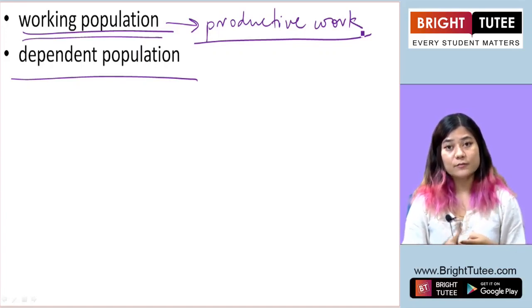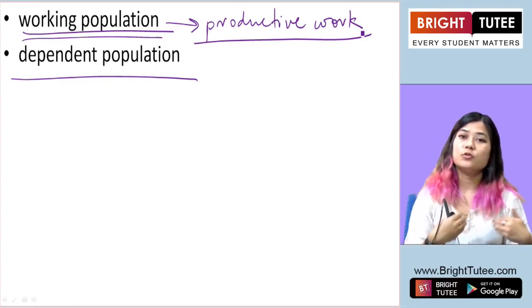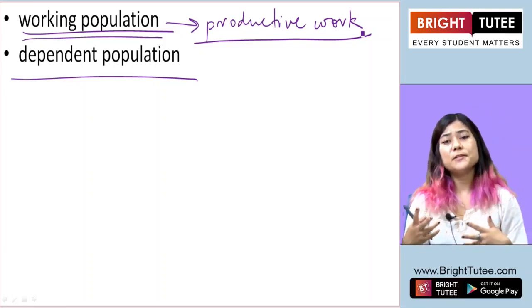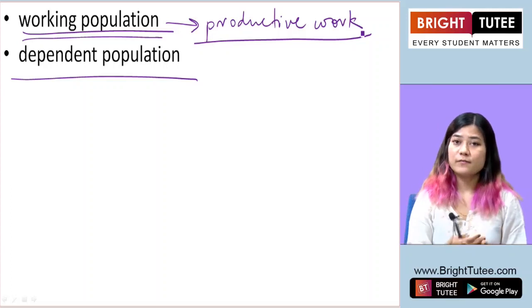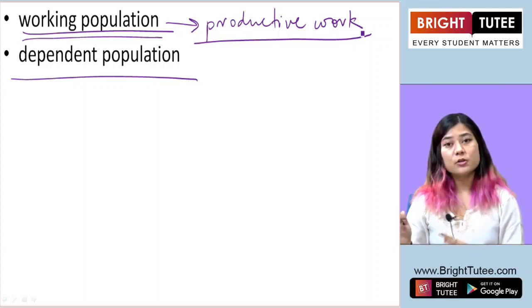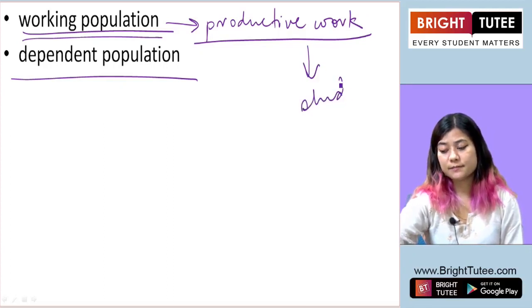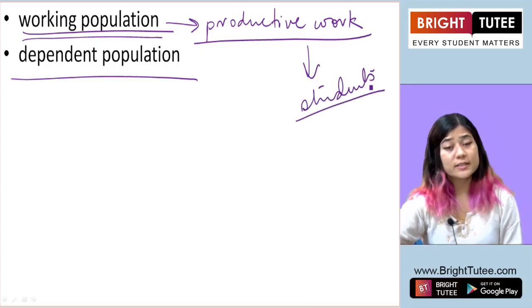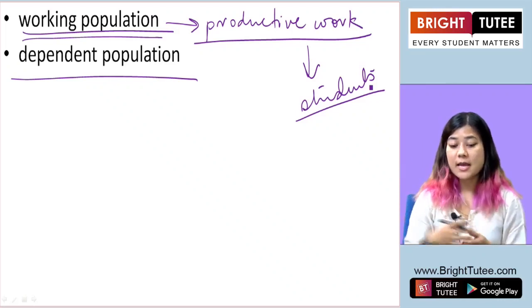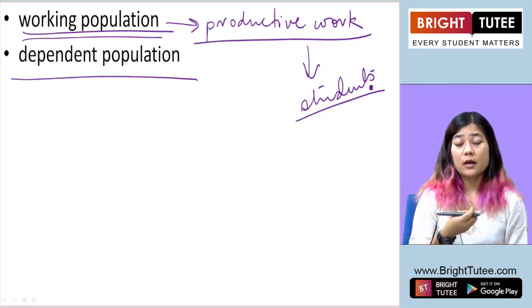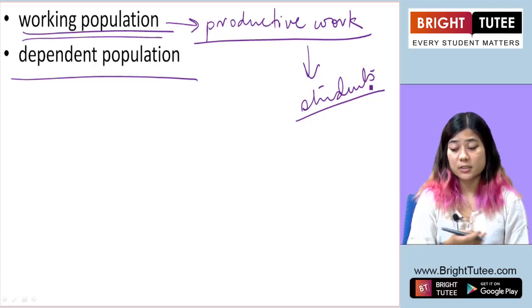But you also have to understand that there are certain people who do not go to the office to work, who do not go to the factories and work as laborers, who are not farmers. They also come under the working population, and they are students. Students can be above the age of 15, so they cannot be called children. They can be put under the category of working population. They also belong to the working population.